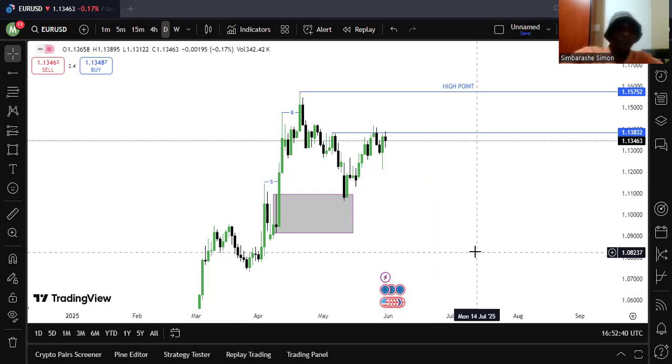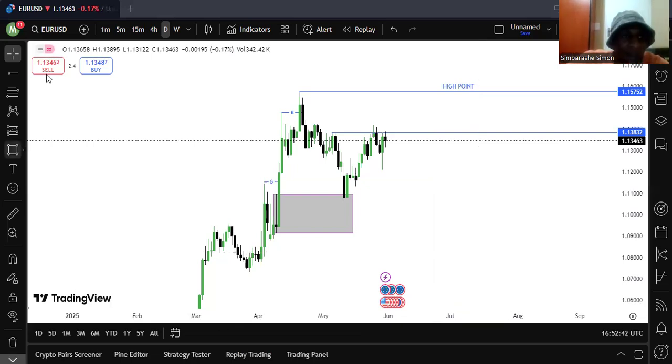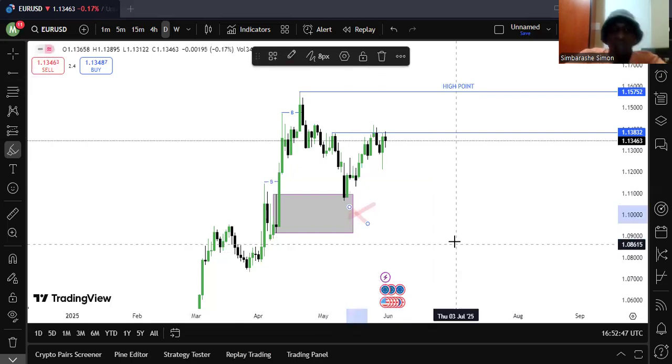So if the market is like this, like what happened there, let me take my highlight. The market is shaded on this demand zone. So now demands are in power, guys. So whatever we're doing, we're looking for bulls, bulls, bulls. By bulls, I mean buying, buying, buying.